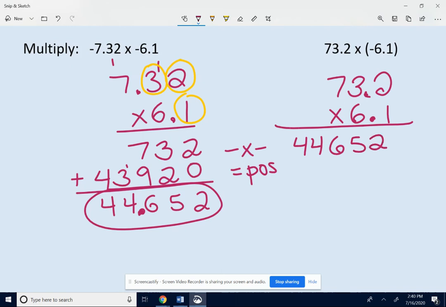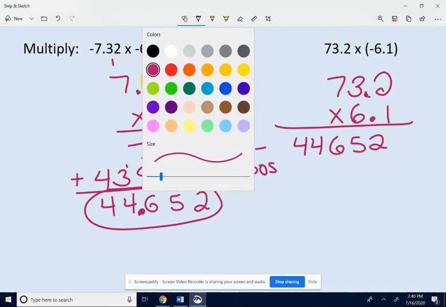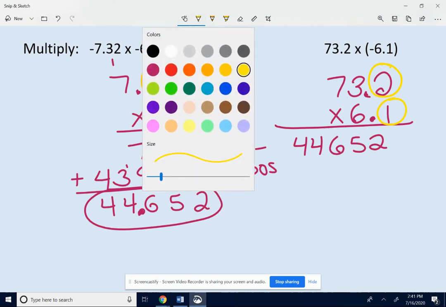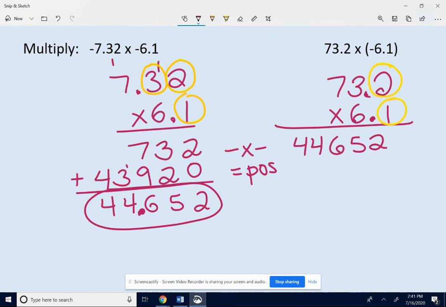Now the decimal point. Count the number of digits that follow the decimal point in both of the numbers up there. There's 2 digits that follow a decimal point, so there must be 2 digits that follow the decimal point in your answer. So that's 446.52.